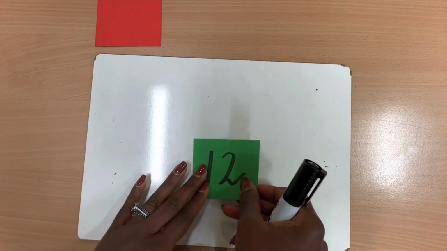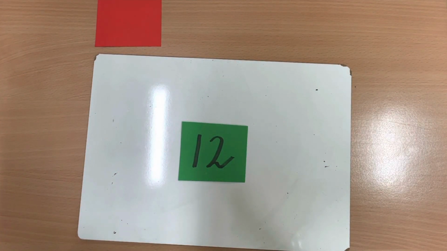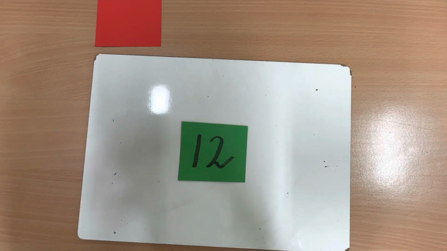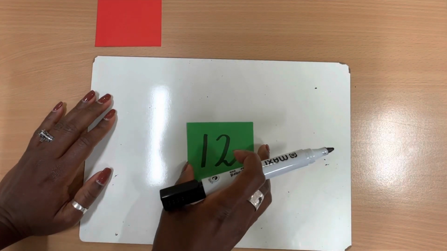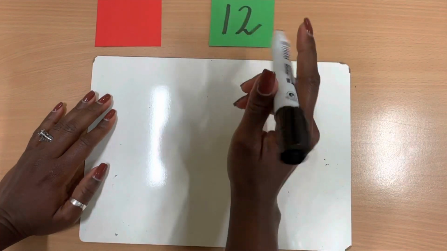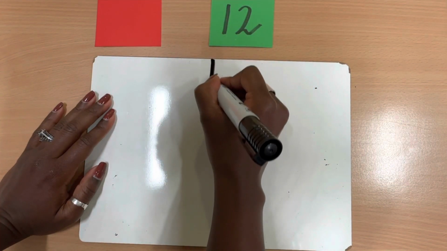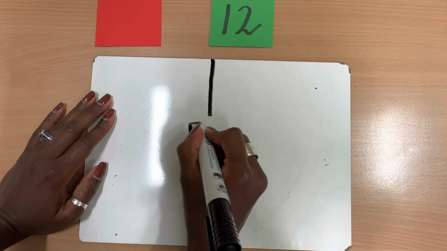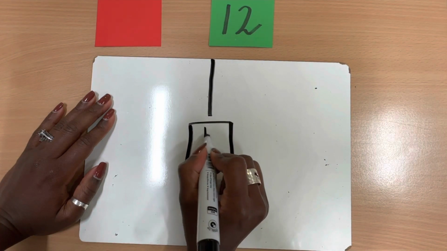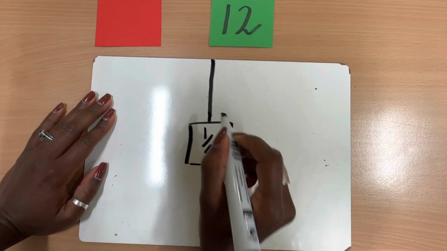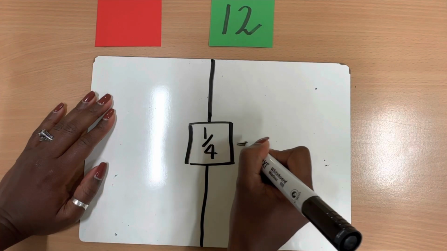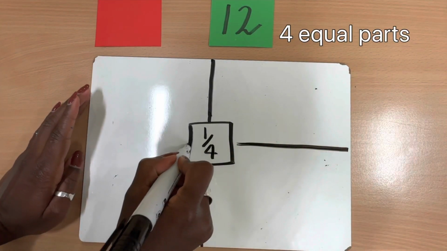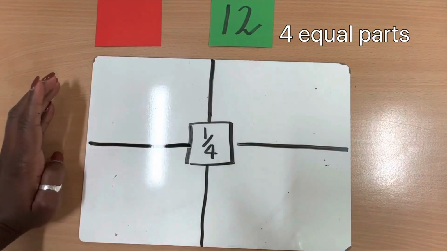Okay, Nuggets, we've got another number. Our number is 12. And for 12, we are going to be finding a quarter. So if we're finding a quarter, we're sharing an amount into how many parts? Not into 2 parts, because that's half. When we're finding a quarter, we're sharing it into 4 equal parts.